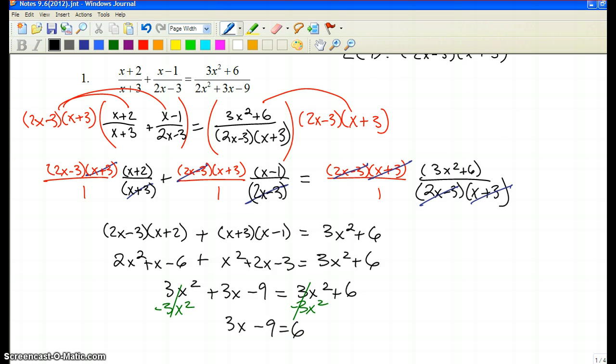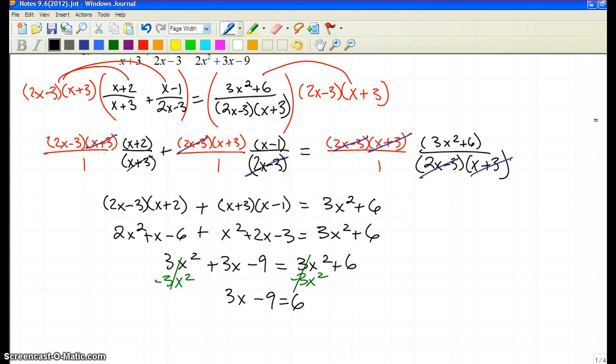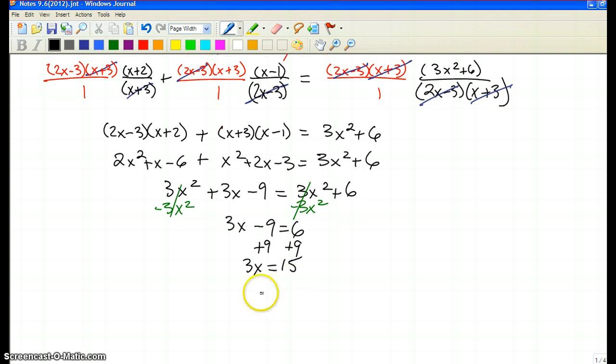Then it's barbecue pork from here. It's just a linear equation that you already know how to solve. Add 6, divide by 3. Or add 9, rather. And then divide by 3. And you get x is 5.